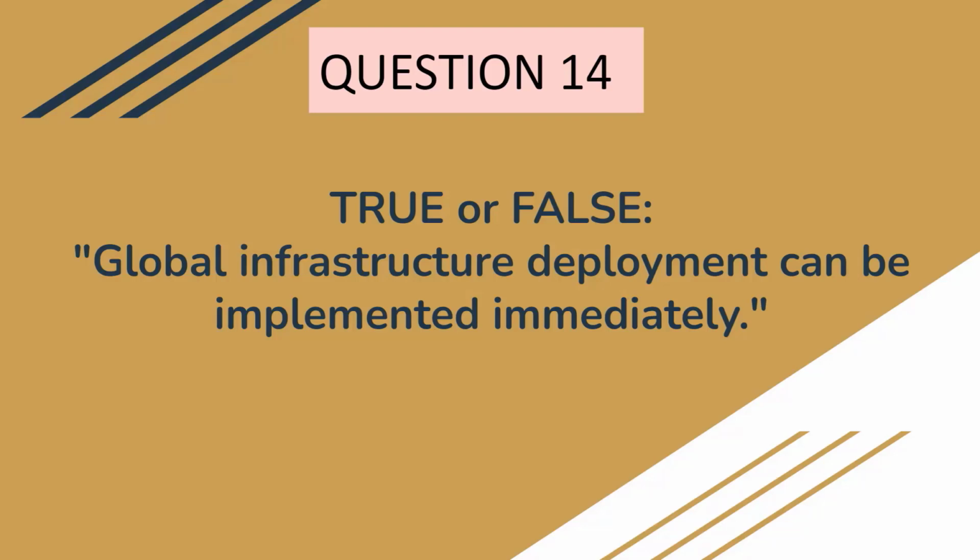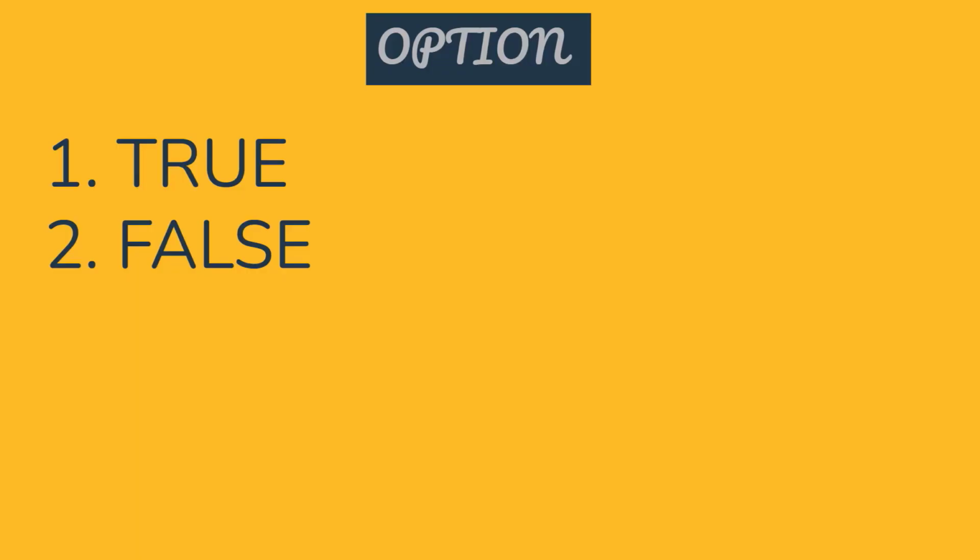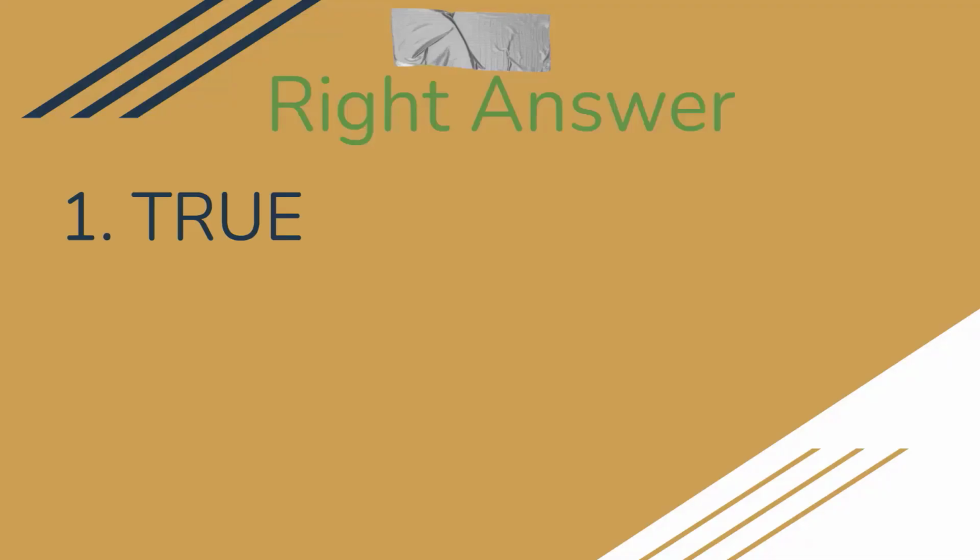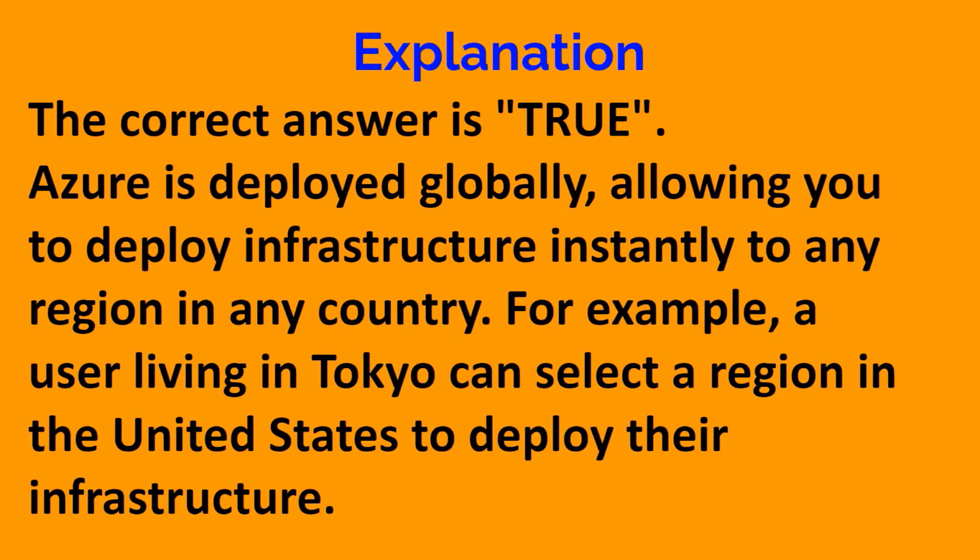Question 14. True or false? Global infrastructure deployment can be implemented immediately. Option 1. True. 2. False. Right answer. 1. True. Explanation. The correct answer is true. Azure is deployed globally, allowing you to deploy infrastructure instantly to any region in any country. For example, a user living in Tokyo can select a region in the United States to deploy their infrastructure.